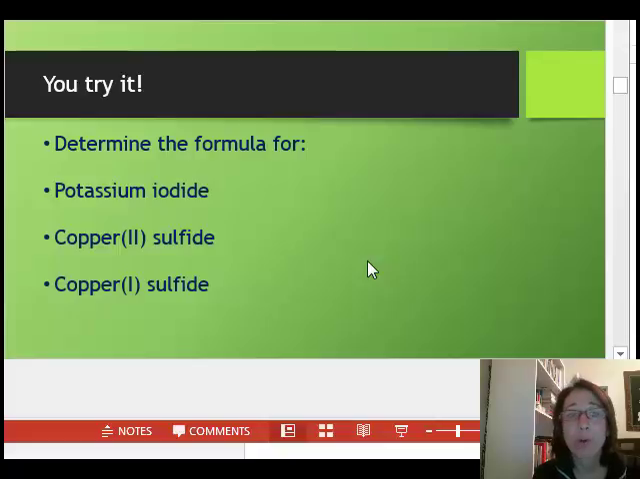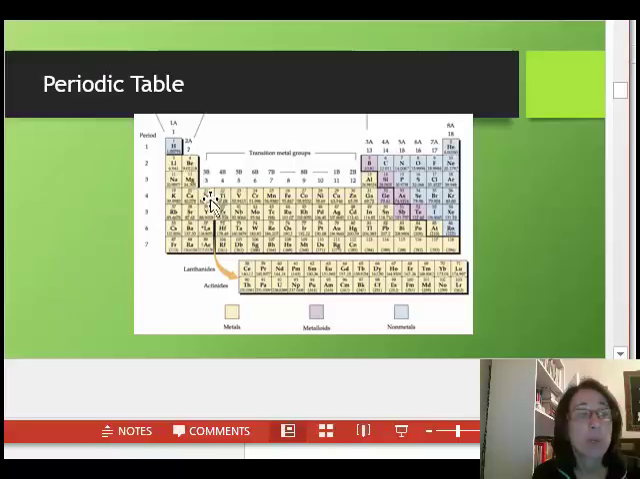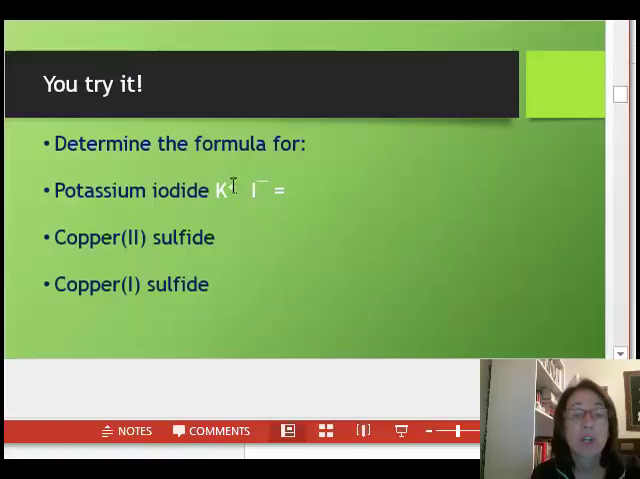To determine the formula of an ionic compound, we need to determine the charge of the cation and anion. We find potassium in the first column of the periodic table, so we know that it has a positive 1 charge as an alkali metal. Iodide is a halide anion, so it has a charge of -1. Since these charges cancel out in a 1-to-1 ratio, the formula for potassium iodide is capital K, capital I.